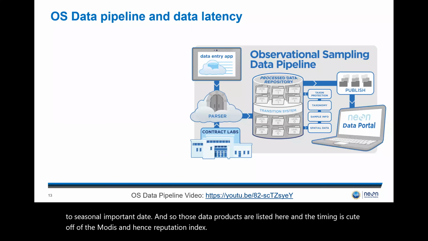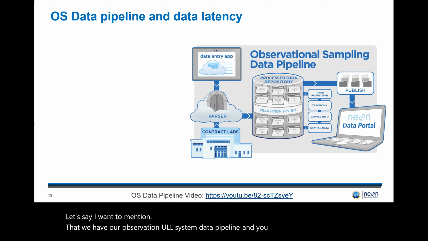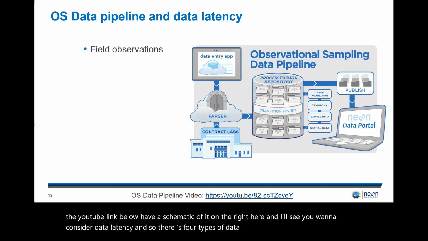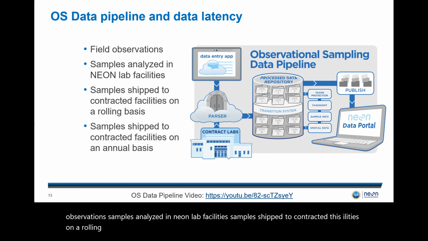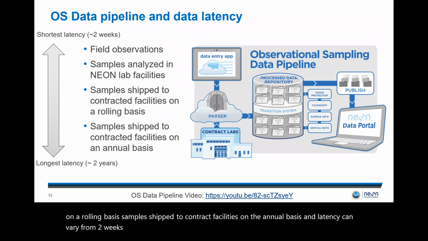Lastly, I want to mention that we have our observational system data pipeline, and you can learn more about that in the YouTube link below. We have a schematic of it on the right here. And also you want to consider data latency. So there's 4 types of data that go into our pipeline. Field observations, samples analyzed in NEON lab facilities, samples shipped to contracted facilities on a rolling basis, and samples shipped to contracted facilities on an annual basis. And latency can vary from 2 weeks to 2 years, depending on the workflow for the data set.